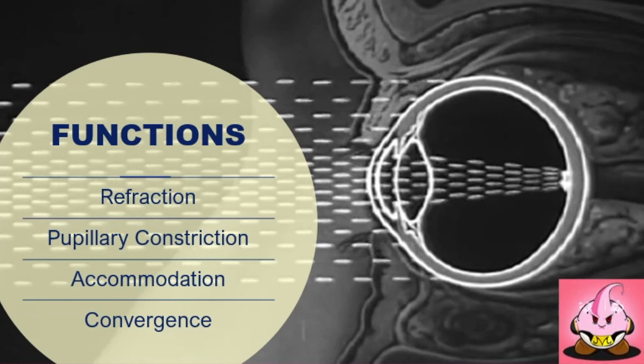And then you have your accommodation. Accommodation is the change of focus from distant to near objects. Again, this is done by your lens. And then your convergence. Convergence is the ability to turn two eyes inward toward each other to look at a close object. Accommodation and convergence work hand in hand.